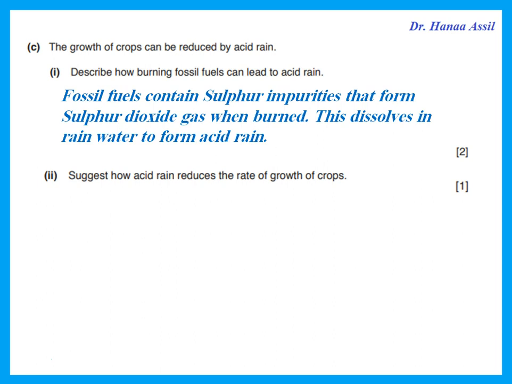So just how acid rain reduces the rate of growth of crops. Remember, he's not telling you what is the effect of acid rain on crops. He already tells me that the acid rain reduces the rate of growth of crops. Now, how does it do that? It denatures the enzymes in the plant cells. Remember that acid rain has low pH, and that causes the enzymes to be denatured.